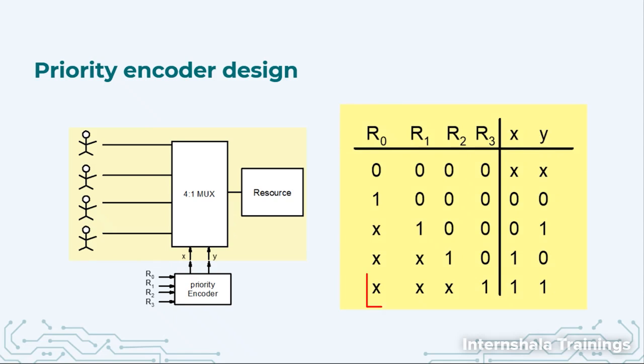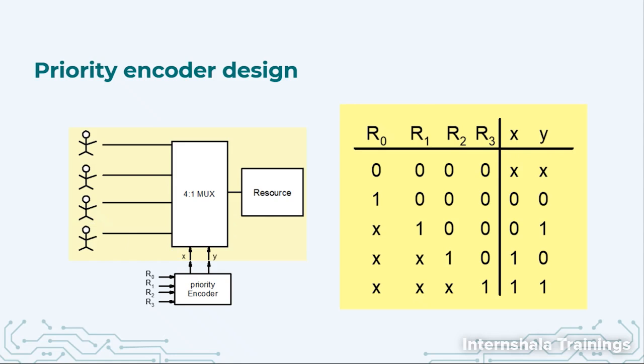Look at the last line. If R3 is 1, any value of R0, R1, R2, we are not going to consider that, and the output will be 1, 1. So X will be 1, Y will be 1. Now look at the multiplexer. For this multiplexer, if X and Y are 1, 1, they are going to select the fourth input. And what is that? That is R3. So R3 will be connected to the resource.